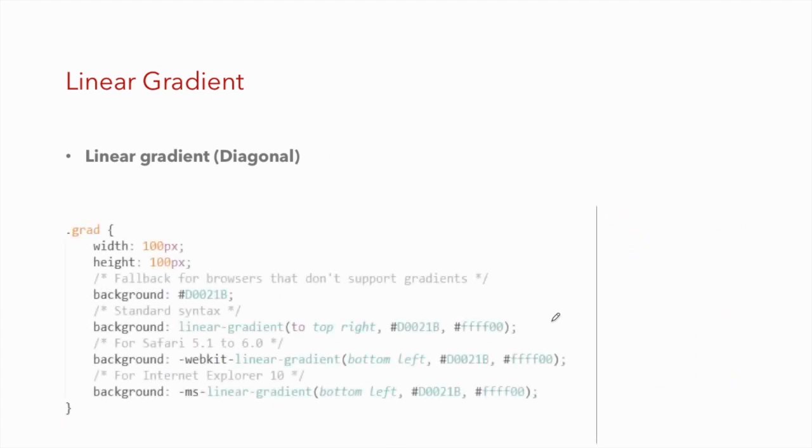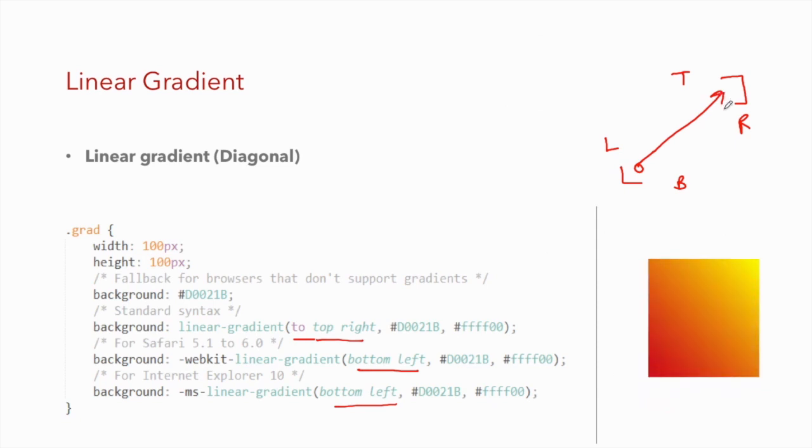Then we have diagonal gradient as well. So what we can do is we can just specify two directions. So when I say to top and right, this is the direction, because this is top and right. So from the bottom left, from this particular corner, the gradient will start towards the top right corner. And again for Safari and Internet Explorer, you can write bottom left. Okay, so that will be the starting point of your gradient and it will move towards the top right corner.